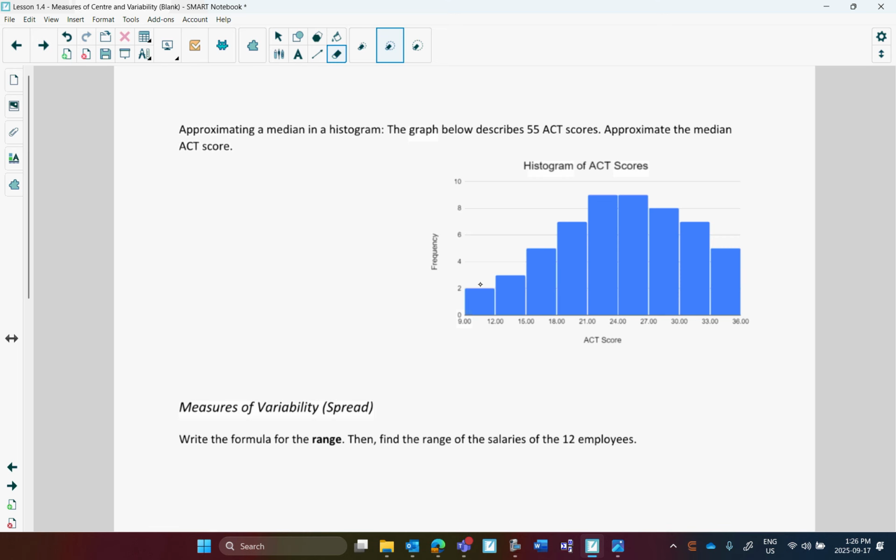Where is the middle value going to be? Or what's the position of the middle value? 55 divided by 2, but then go up. What do you get? 28.